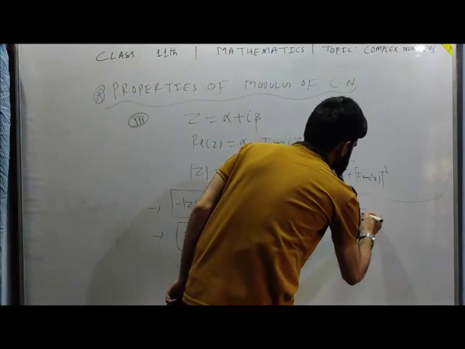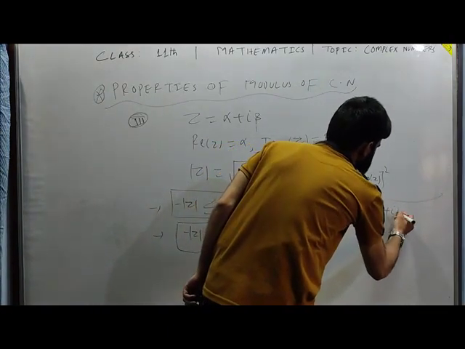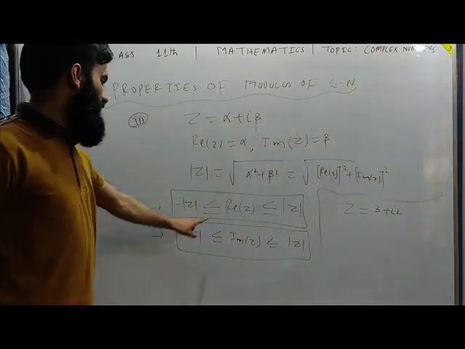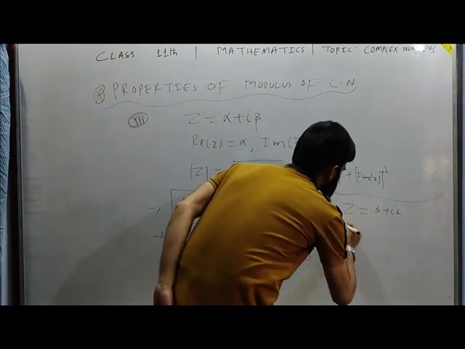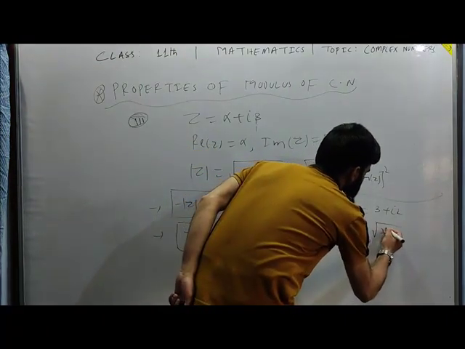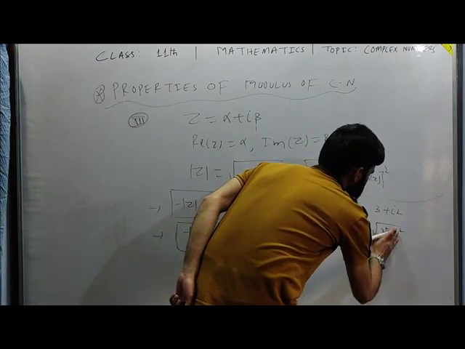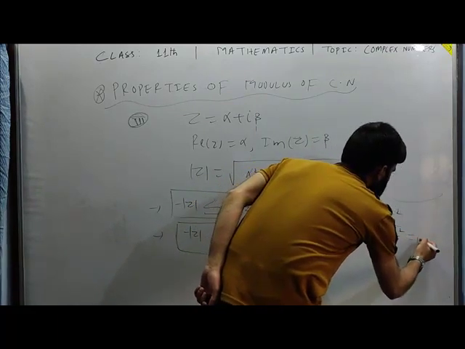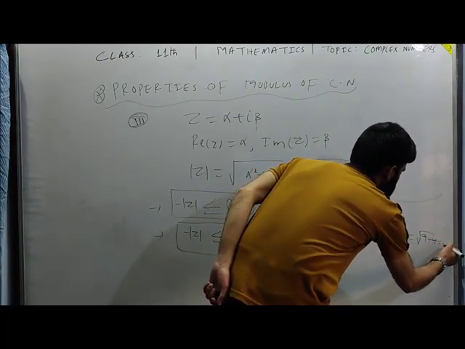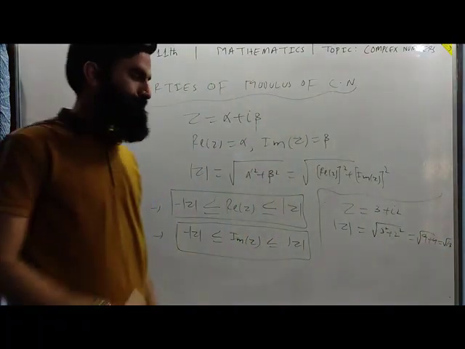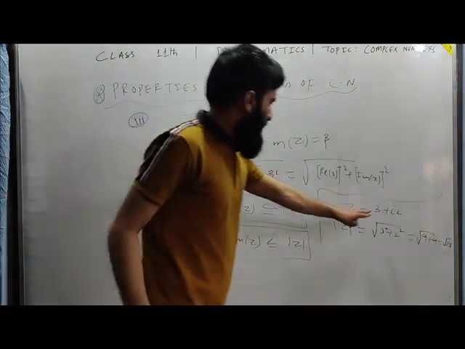Let me cite you an example. So z is 3 plus iota times 2. Now you just take its mod. The mod of z will be equal to the square root of 3 square plus 2 square. So you will get 9 plus 4, and you will get the square root of 13 over there.